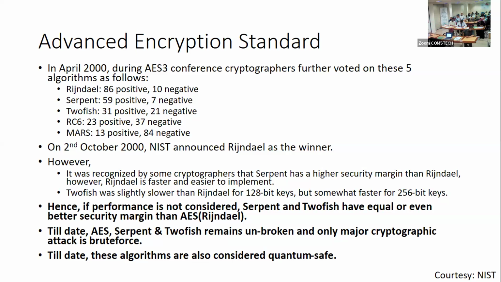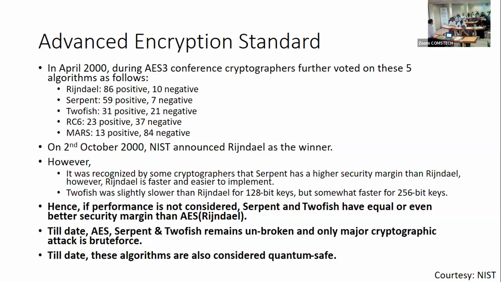However, today we have a lot of good processors, a lot of good cell phones, a lot of good computers. So today, even though AES is the standard, Serpent and Twofish are equally good, or in some cases even better than Rijndael. However, Rijndael, Twofish, and Serpent, these three ciphers are considered quantum safe today.